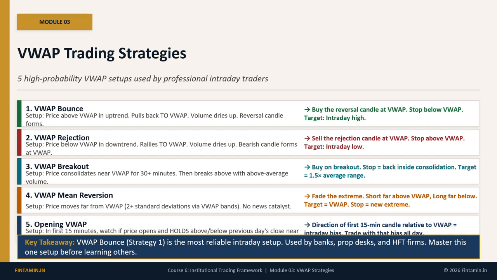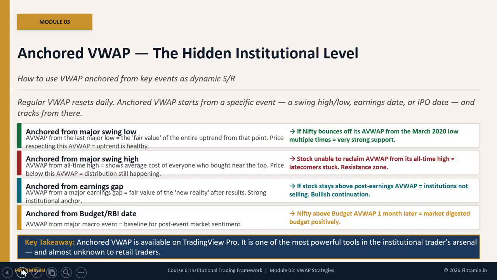Finally, the last strategy, strategy number 5, VWAP mean reversion. Price moves 2 or more standard deviations from VWAP with no news catalysts. Fade the extreme. Enter against the move. Target a return to VWAP. Works best on calm, range-bound market days. Anchored VWAP.